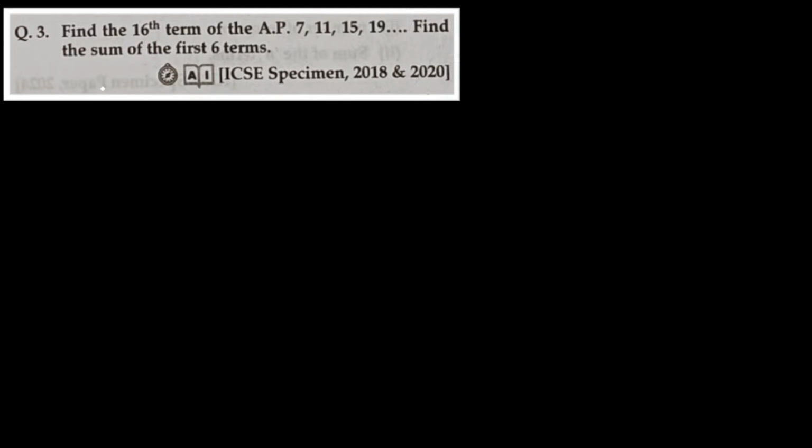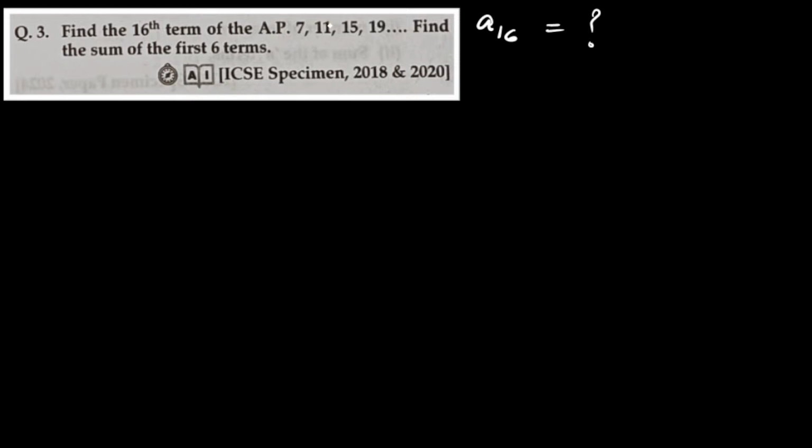So question number three, it's similar to the second question, the second part. Find the 16th term of the AP and find the sum. So it's exactly the same as the previous question, only there we had to find n. Here we have to find the 16th term. So what is the meaning of 16th term? 16th term means A16 we have to find.